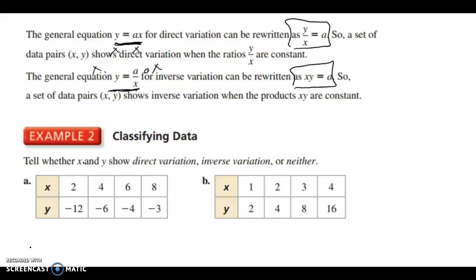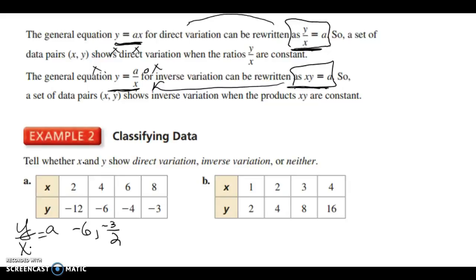So what we're going to do is look at our data. We're going to figure out the constant of variation. If we do y divided by x and keep getting the same a, we know it'll be direct. If we do x times y and we keep getting the same a, we know it'll be an example of inverse. So let's look at 2a. If I try y divided by x, because this is going to tell me the a will represent direct, let's see what we get. Negative 12 divided by 2 is negative 6. Negative 6 divided by 4 is negative 6/4, reduced to negative 3/2. Already these two a's are not the same, so it's not direct.